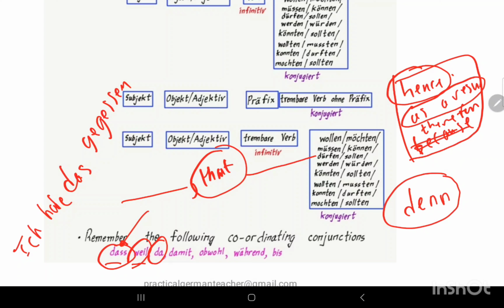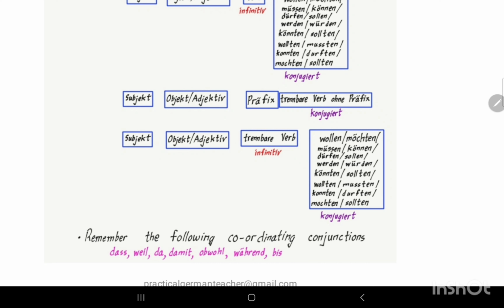So the same logic applies to weil, da, and dass. You can use them interchangeably, but there will be situations where you should use only one and not the other ones. How do you know when the situations come? This comes with practice. If you keep attending these sessions, you will get this. You will know when to use which one. But for now you can just use them interchangeably. Okay. But when you are using weil and da, the sentence structure is different. Then damit means thereby, obwohl means although, während means during something, bis means till.